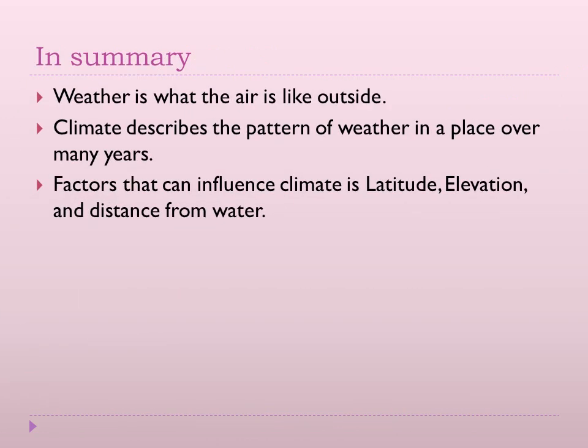Weather is what the air is like outside, but climate describes the pattern of weather in a place over many years. Factors that can influence climate are latitude, elevation, and distance from water.